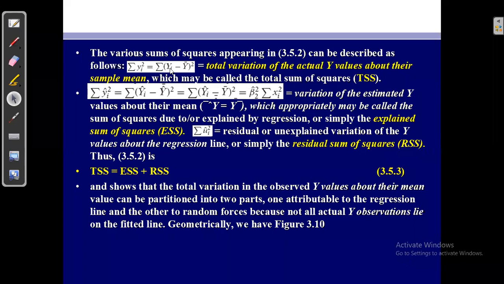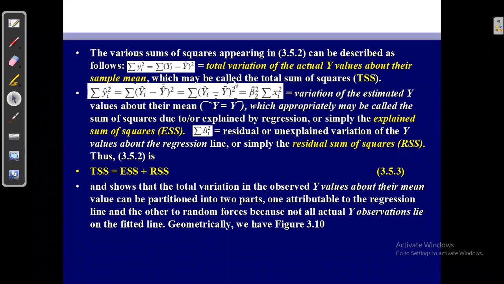What does this measure? When you say yi minus y bar, it means you obtain the mean of the y values, subtract this mean from each and every y value, and then take the square of such differences. So the sum of square differences from the mean of y is what represents the total variations of the actual y values.